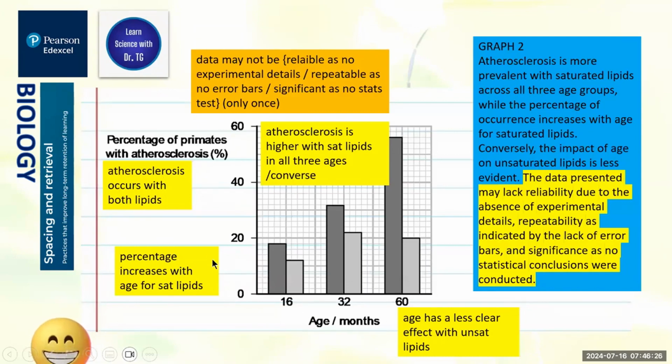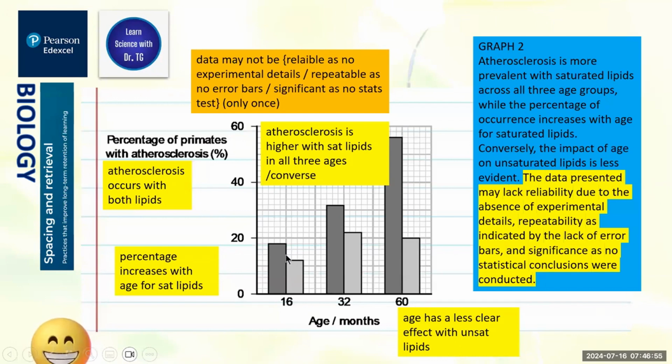So focus on this: percentage increase with age for saturated lipid. The dark color one is saturated lipid, percentage increase for saturated lipid. Atherosclerosis occurs in both groups. Similar to the last question, in both groups we can see atherosclerosis, but higher in saturated lipid. Atherosclerosis is higher with saturated lipid at all three ages.